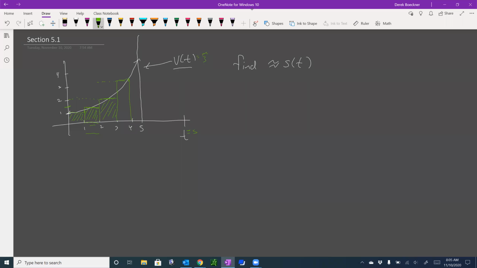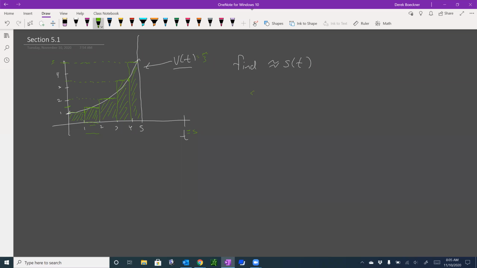So that height is about 3.5. So I go about 3.5 meters for the next second. And then this last rectangle is about 5 meters tall. So I go about 5 meters for that last second.